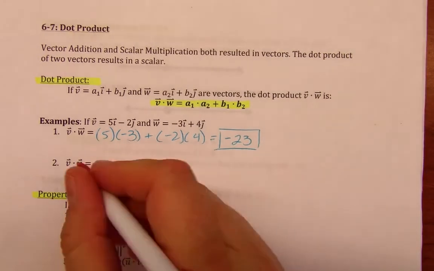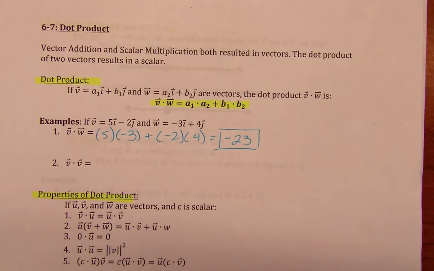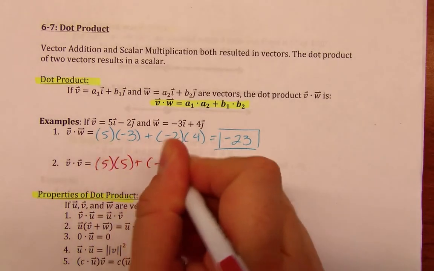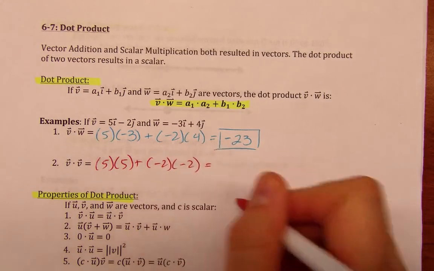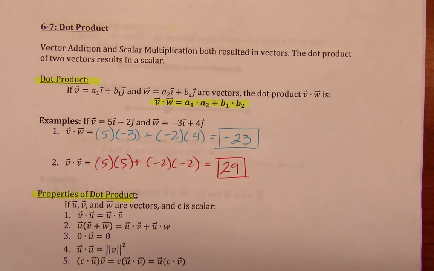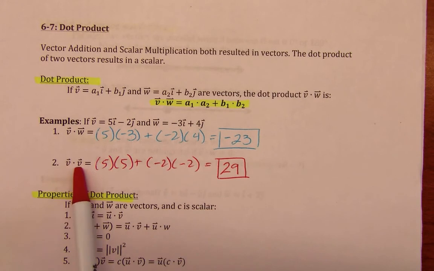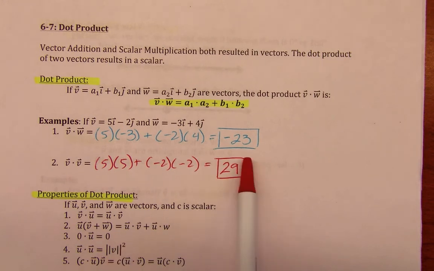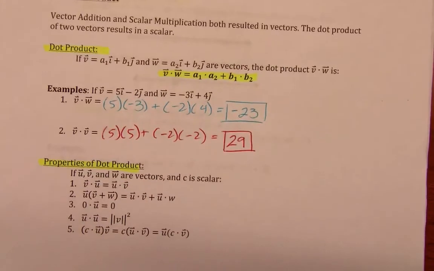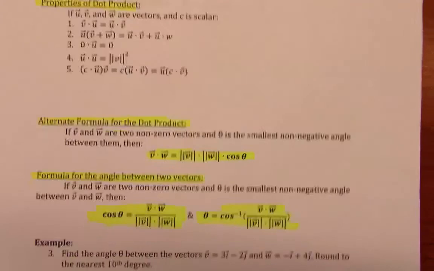We can do another example. We can do the dot product of v with itself, and that would be 5 and 5 plus -2 and -2, and that gives us 29. Now, something interesting is that when we do the dot product of v with v, or any vector with itself, we actually get the magnitude of that vector squared. So the square root of 29 is the magnitude of this result here.